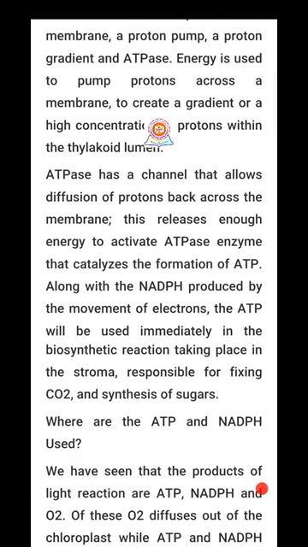Along with this, NADPH is produced by the movement of electrons. The ATP will be used immediately in the biosynthetic reactions that take place in the stroma, responsible for fixing carbon dioxide and synthesis of sugar.